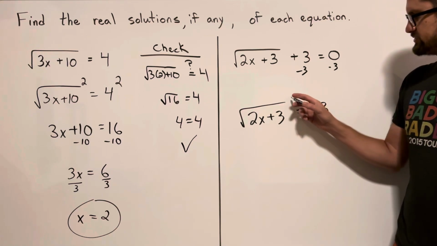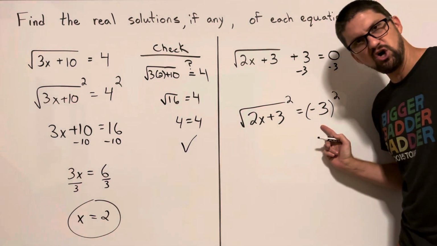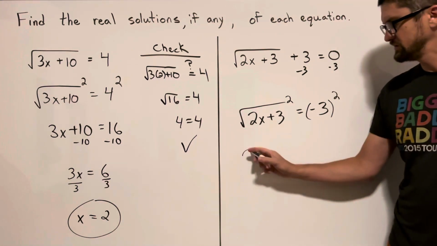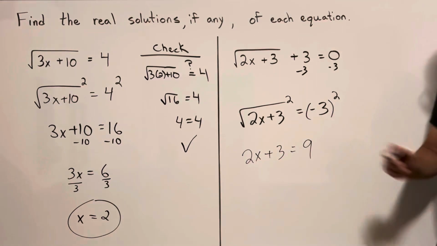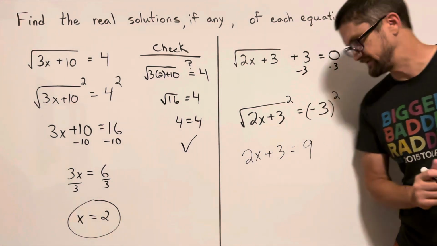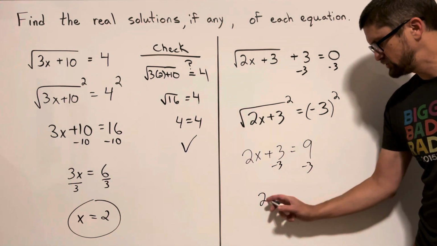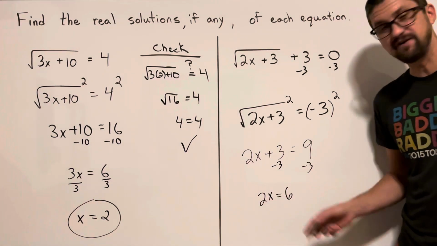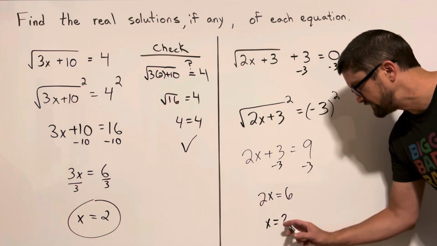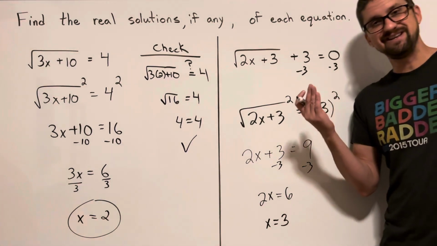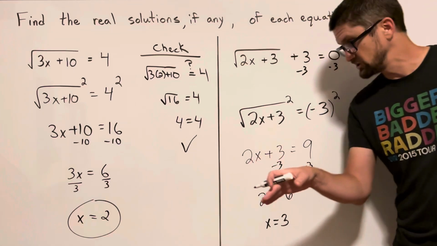Now when you square both sides, you're going to need parentheses on the right-hand side. So then I have 2x plus 3 equals positive 9, because negative 3 times negative 3 is positive 9. Subtract 3 on both sides, you get 2x equals 6, and then dividing both sides by 2, we get a value of 3. But this is going to be an example of 3 being not a solution.